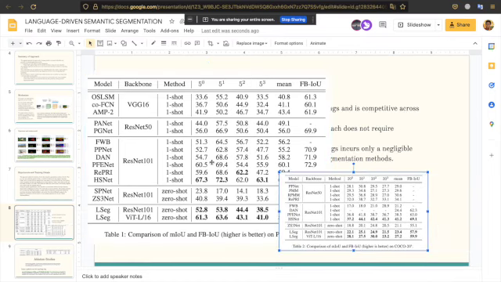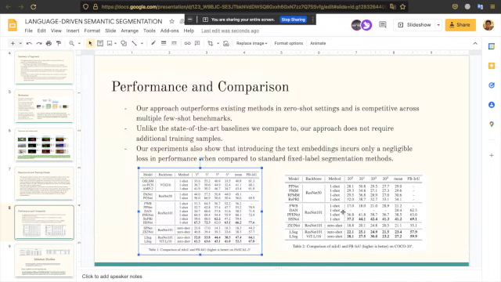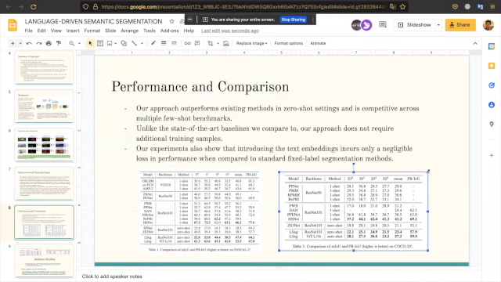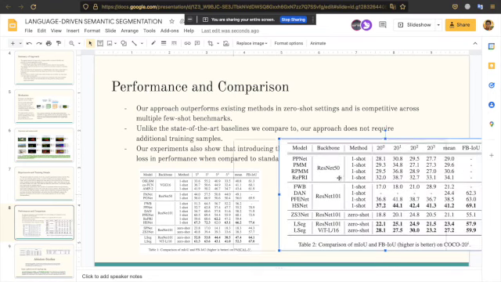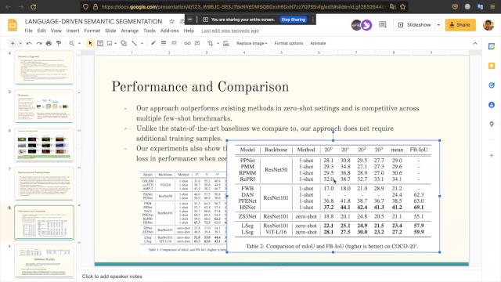And you can see similar things in the COCO 2020 dataset, that in the zero shot approach, it is by far performing the best compared to ZS3Net, which was the previous best model.